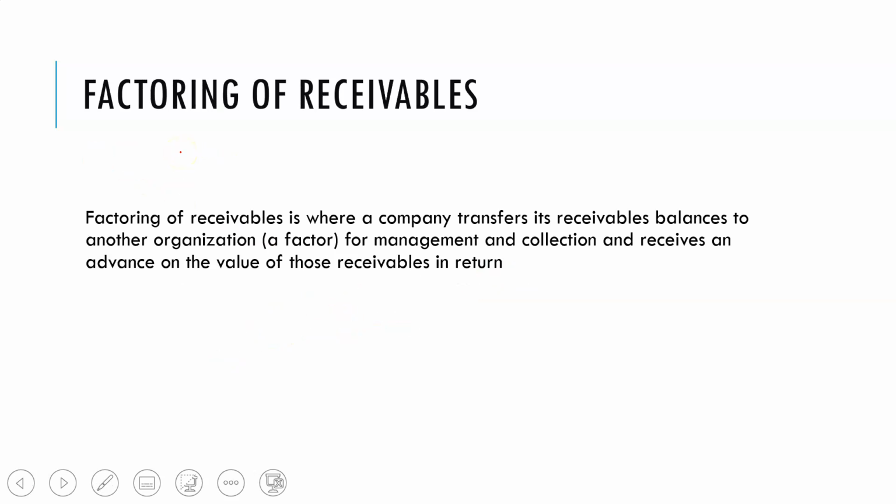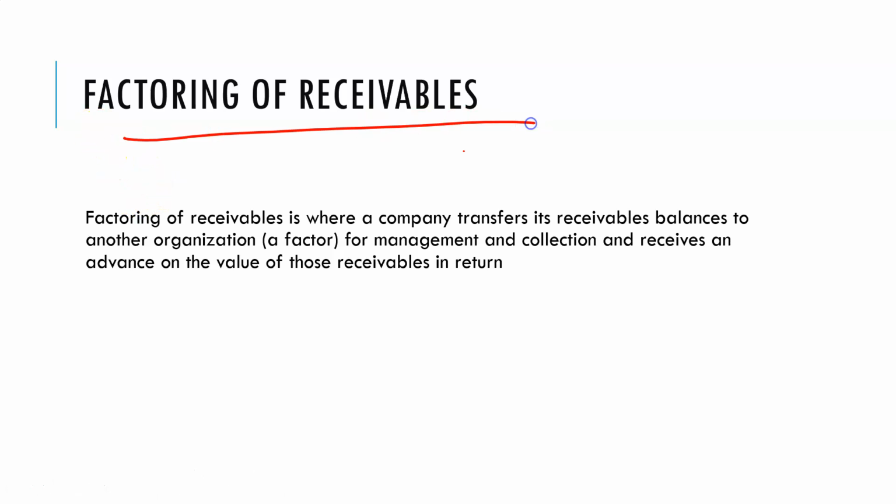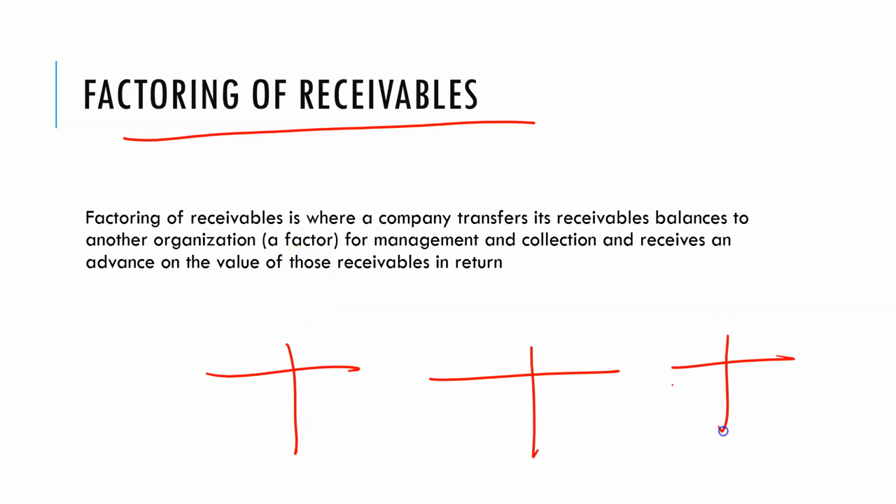It shouldn't be showing on your statement of financial position. Very quickly, this business of factoring of receivables, you've come across it before. Let's put it this way, keep it very simple. If you have a trade receivable of 10 million, and I'm just going to say it's one big receivable, for example, and you need the money urgently, you can sell this receivable to a factor.